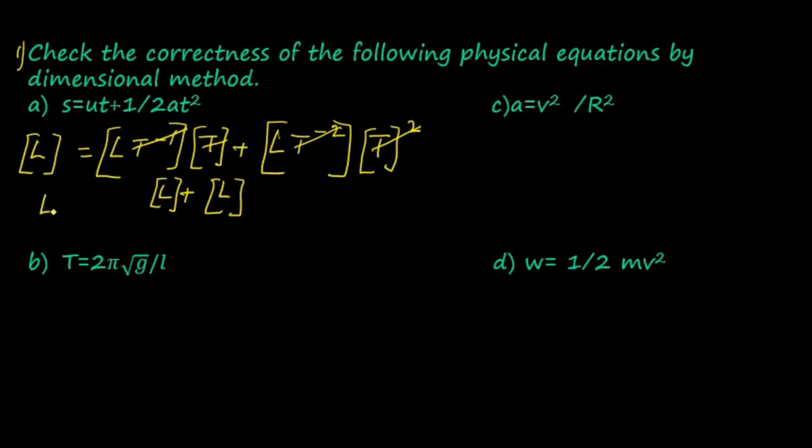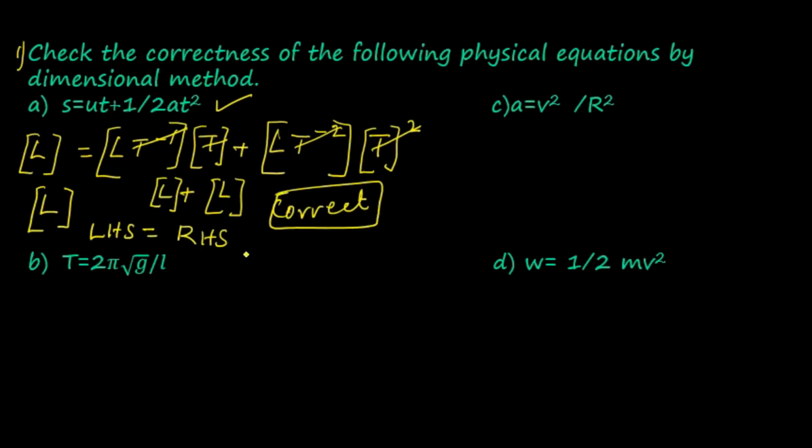So on the left hand side there is 1 L. On the right hand side also there will be only 1 L. So we can consider left hand side of the equation is equal to right hand side of the equation. So this is in perfect agreement with the principle of homogeneity. So this equation is dimensionally correct.